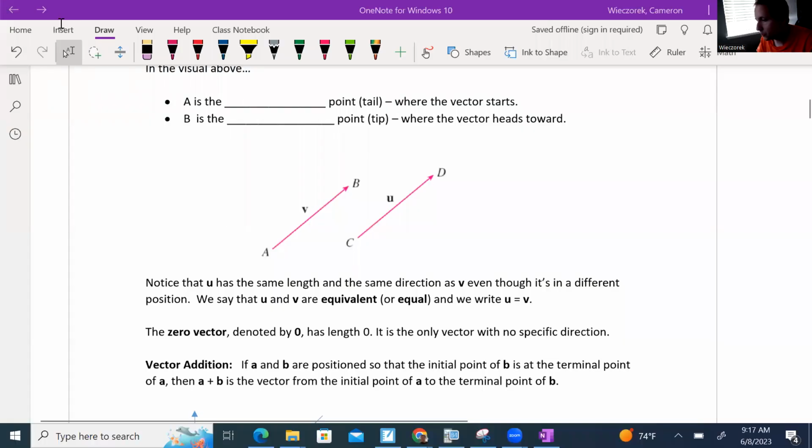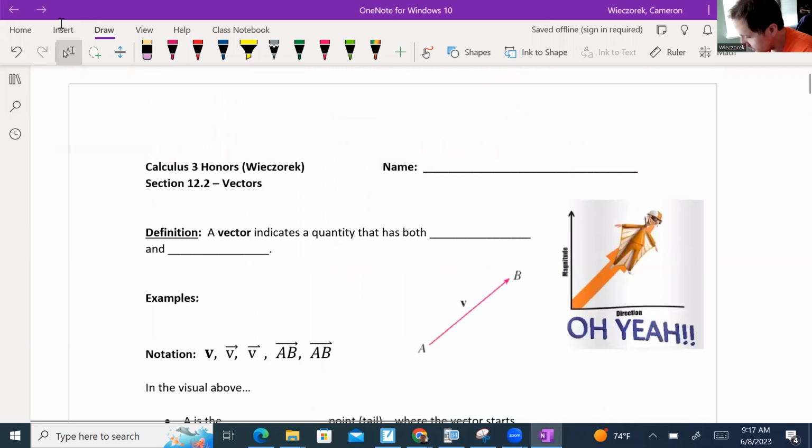All right, so in this section, we're going to look at what are called vectors, and we're going to be doing a lot of calculus with vectors later in the semester. So we want to start by introducing ourselves to this concept. So let's get started. What is a vector?